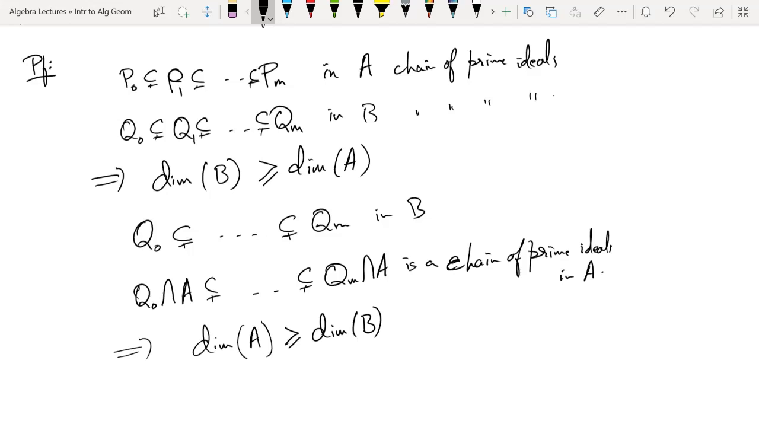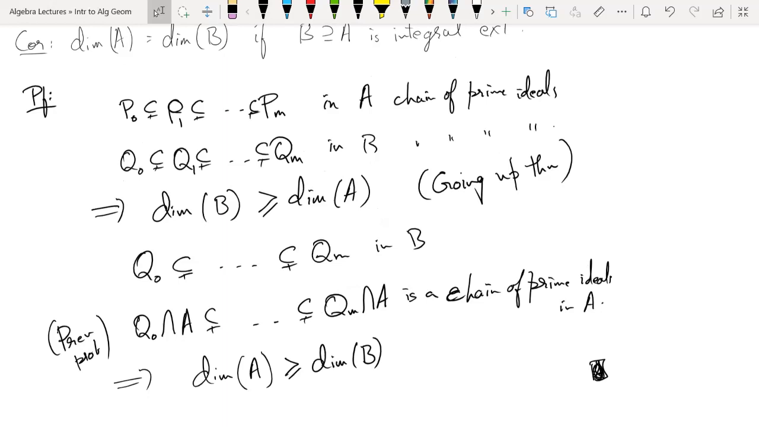And if you take the longest chain in A, then you can lift it to a chain in B. So this is this. So here we are using the proposition, the previous proposition. And here we are using the going up theorem. Okay, so these two together give us that the dimension of B is the same as the dimension of A, the rule of dimension.